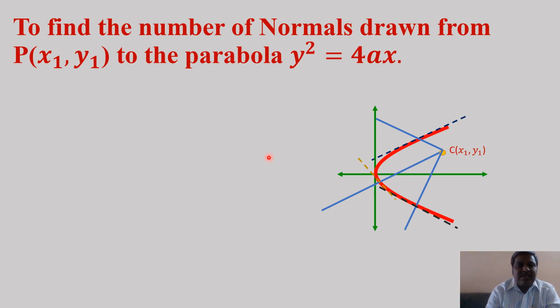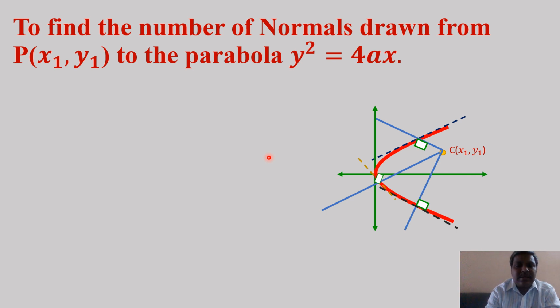Sometimes it may not be possible. Sometimes 2 real normals may be drawn, or one real normal may be drawn, depending upon the position of the point. How to distinguish the number of normals drawn from a given point to the parabola? Let us see. See here, these are the tangents, 90 degrees, 90 degrees, 90 degrees, at which we say they are normals, because the angle between a tangent and a normal is 90 degrees.